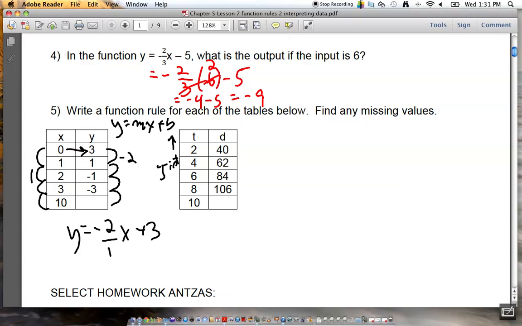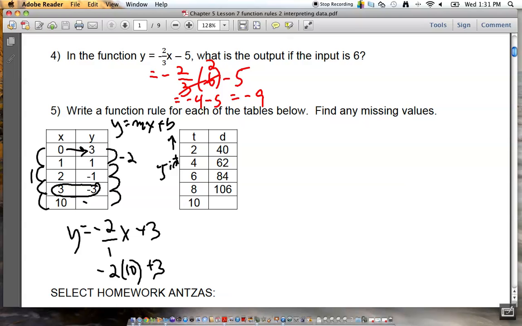Now, that rule works for any input. I'll show you what I mean. Let's plug in a 3. What's negative 2 times 3? Negative 6. Negative 6 plus 3 is negative 3. So I just confirmed that it works for this one. It works for all of them. So now let's plug in a 10. What's negative 2 times 10? Negative 20. What's negative 20 plus 3?